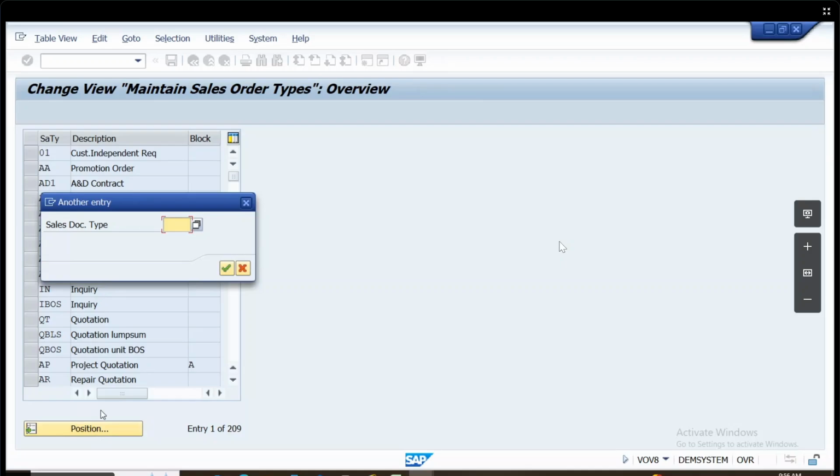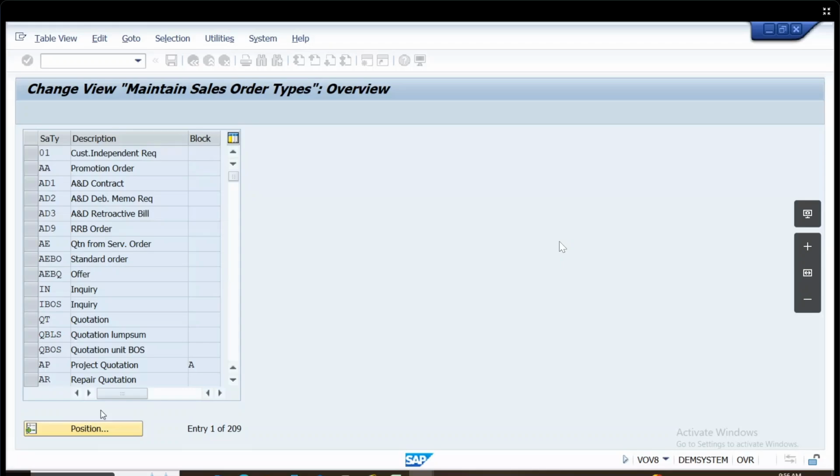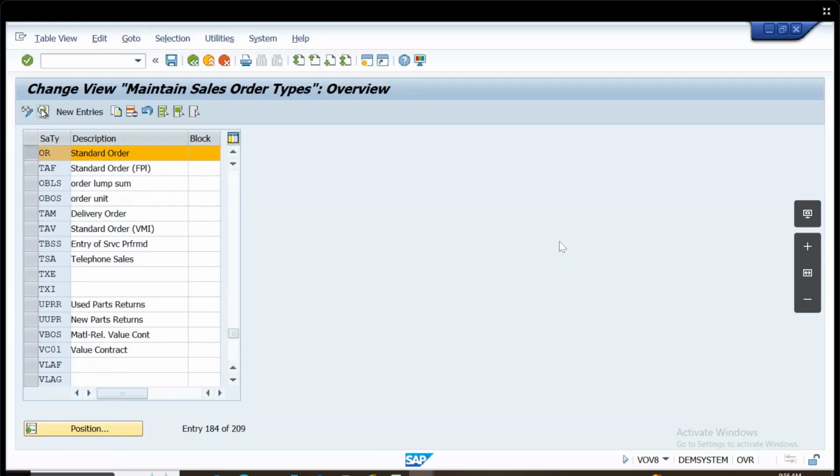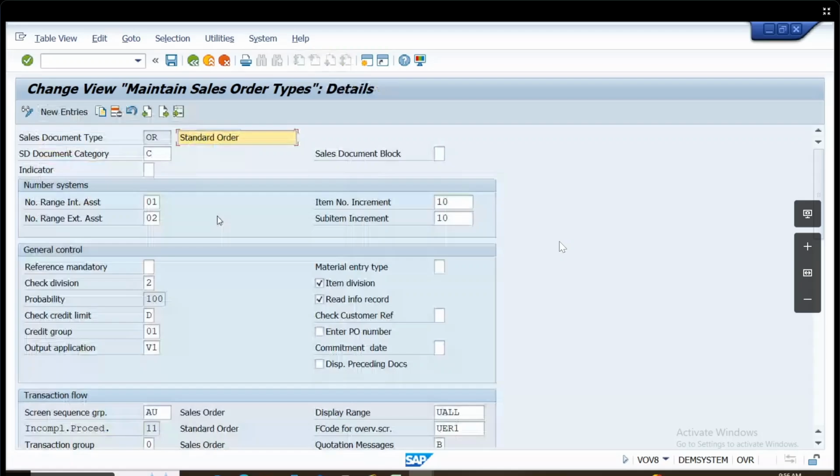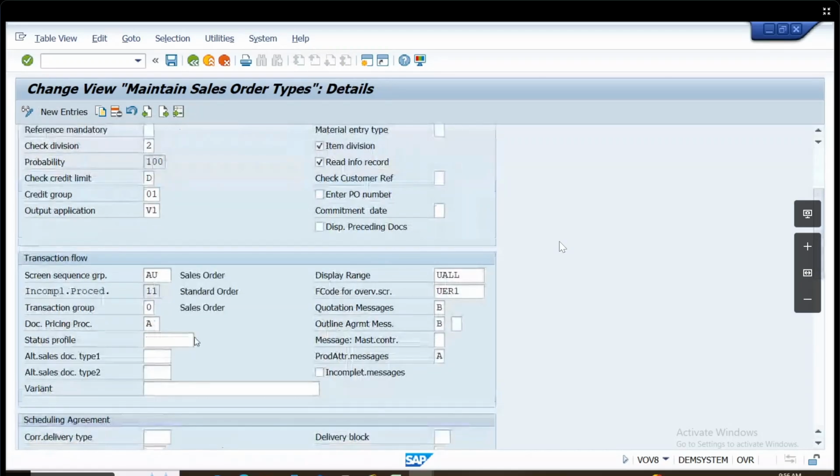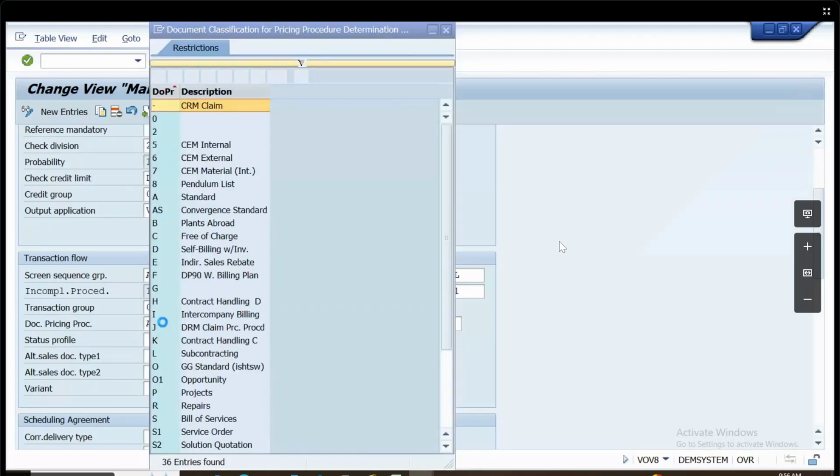In the sales document type configuration, here also it has been increased to 2 digits. Document pricing procedure also. Now the length is 2 digits.